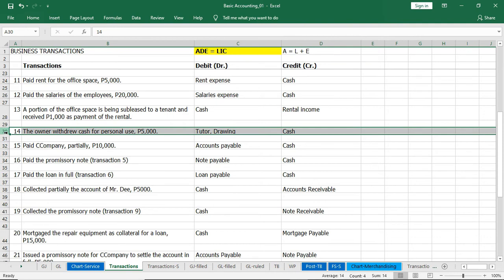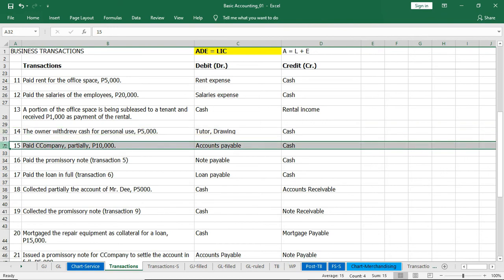14, the owner withdrew cash for personal use. So, etong owner, nag-withdraw ng cash for personal use. Okay? So, drawing siya, increase in drawing. So, debit to tutor drawing. And then, kabawasan sa asset. So, credit to cash.